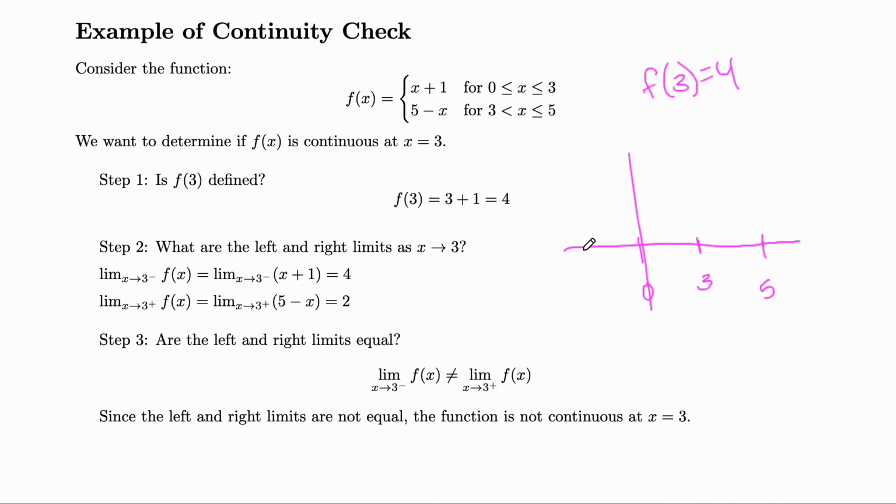Now we have to check the limit from the right, which again would be the values that are greater than 3 coming from this side, right? And so if we were to plug in 3 here, just directly substitute that in, we would get 2. So now, is the limit from the left equal to the limit from the right? Well, in this case, it is not, because limit from the left equals 4, limit from the right equals 2. Therefore, we can conclude that this function is not continuous at x equals 3.